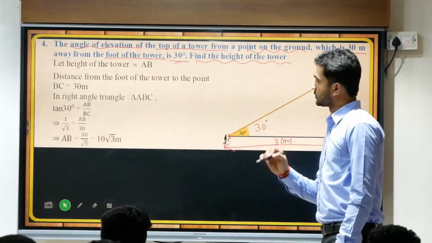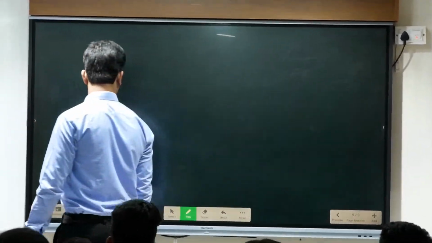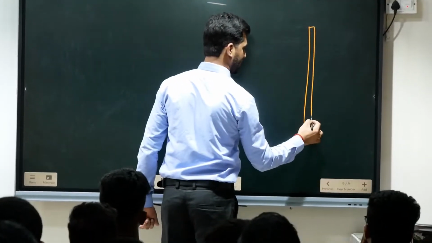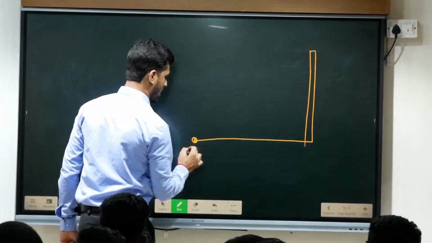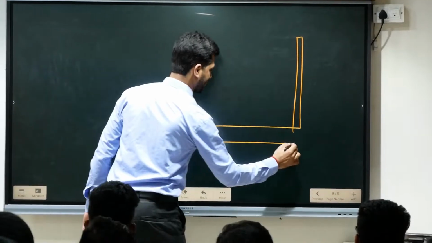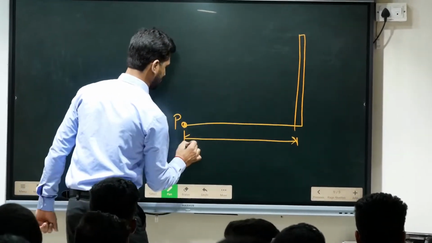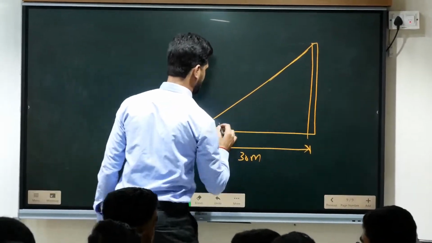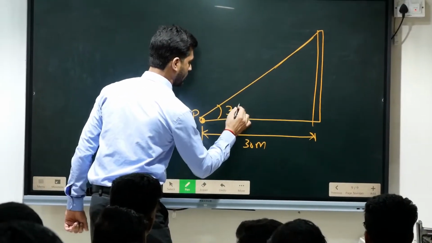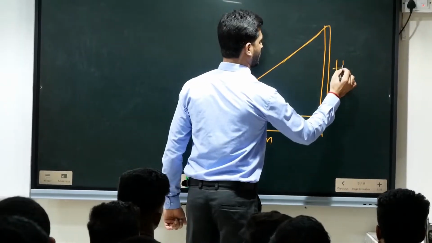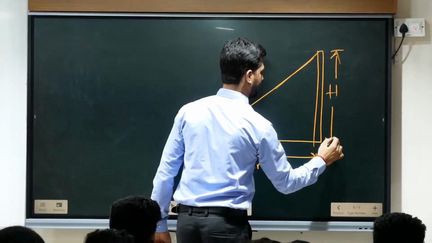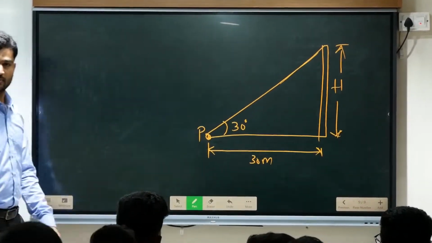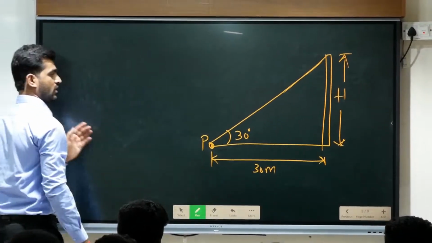Agree, everyone? So my dear students, according to this question, let me consider this is the tower and this is the point P, and here to here is the distance. What is the distance? 30 meters. Then the angle of elevation is also 30 degrees. Then I want to find the height of the tower. Okay? So simple.